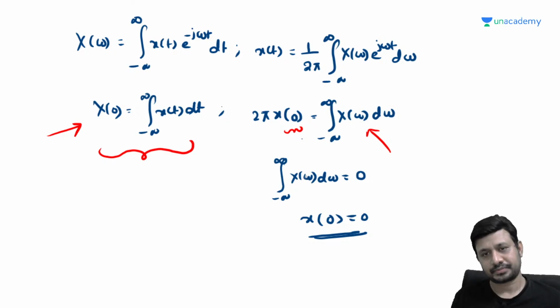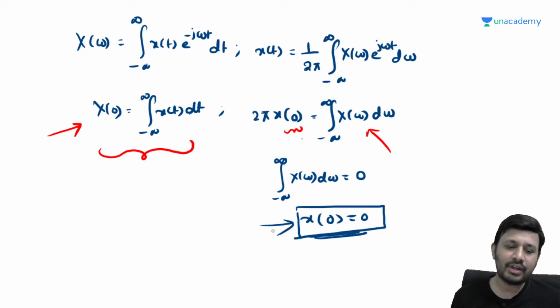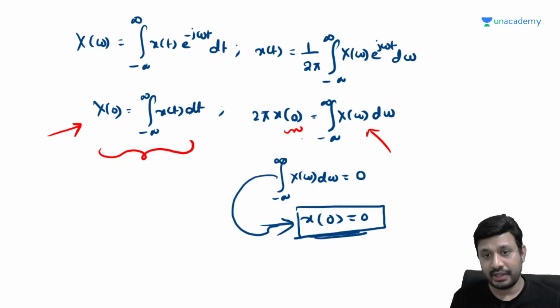Now we'll see which of the signals satisfy this property. We came to a conclusion that if the value of the signal at the instant 0 is 0, the area under the Fourier transform will be 0.